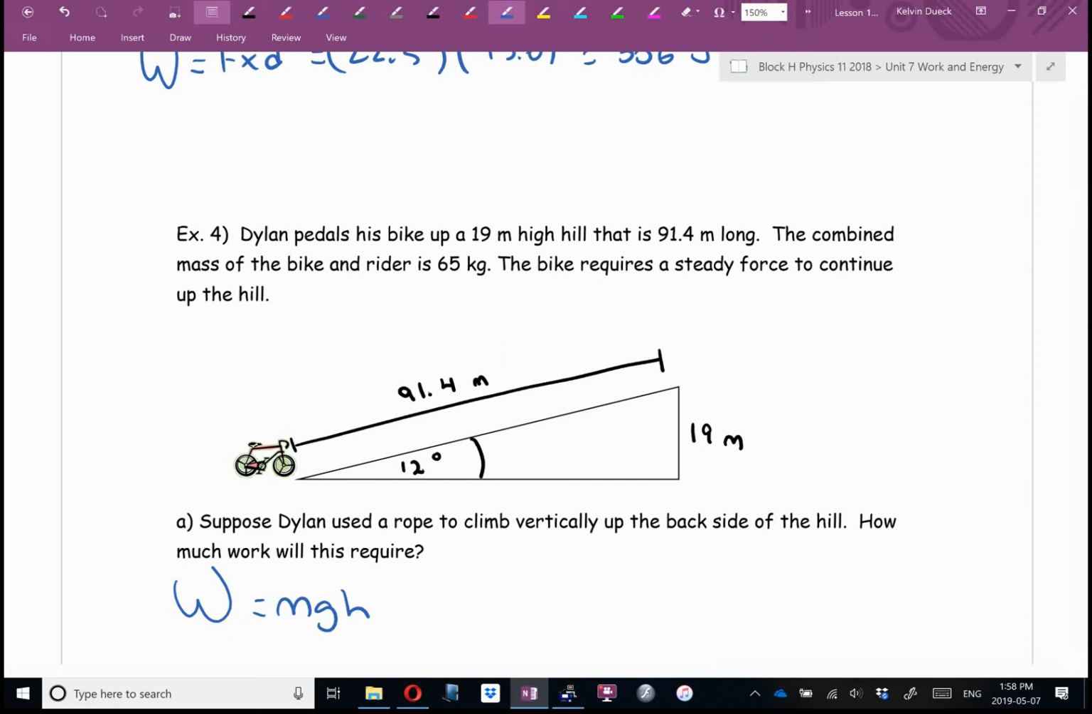So I wrote here, suppose Dylan strapped the bike to his back with bungee cords or something, and he used a rope to hand over hand climb to the top of the hill, up the backside of the hill. How much work will this require? I can use mgh because this distance here is in the vertical direction, and I can use mg because that free body diagram that we drew, we said the force of the lift, I don't know, but look, it'll be the same size as mg. So this is how much work it's going to take Dylan if he wants to climb to the top of the hill. It's going to be 65 times 9.8 times 19, which is what?